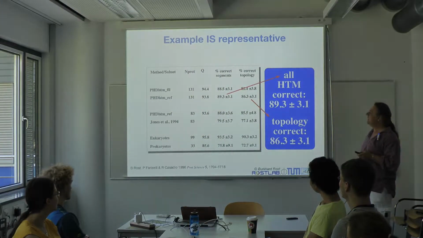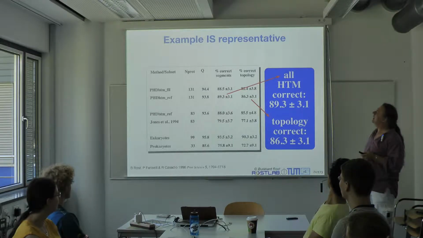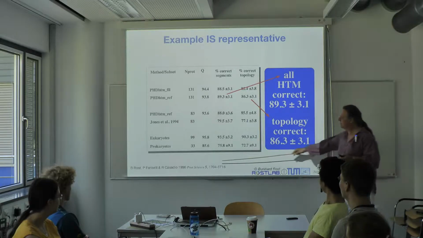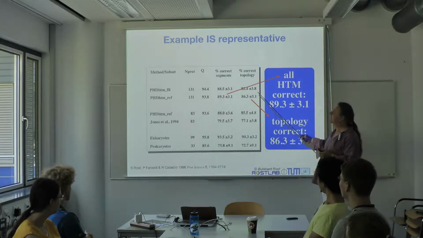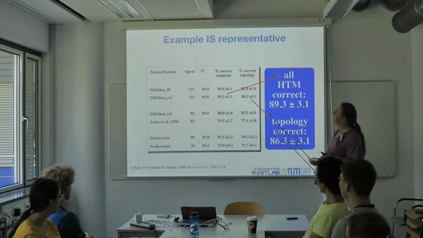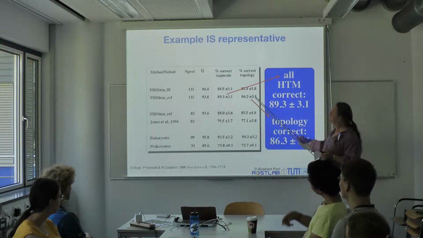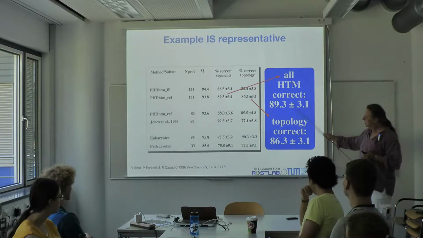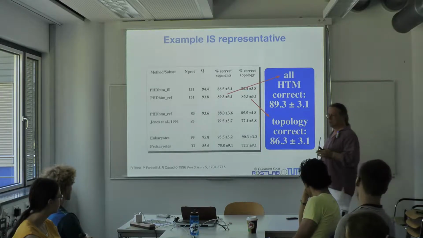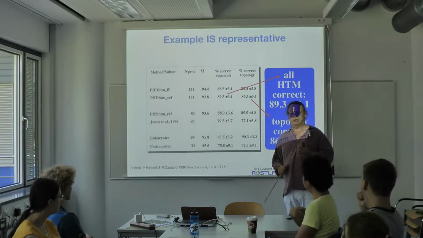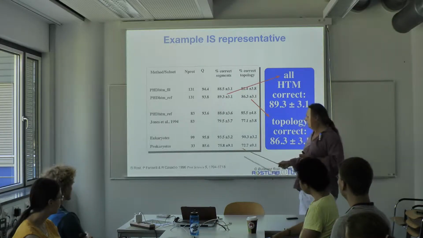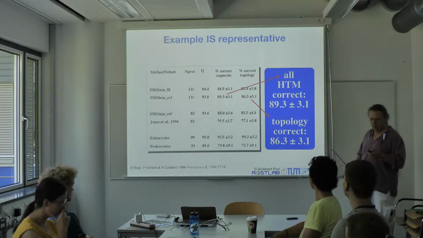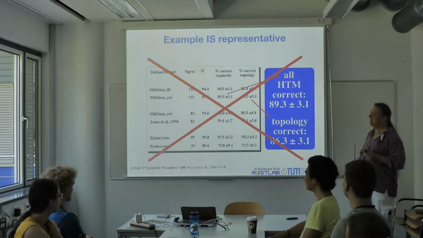So when we assessed prediction accuracy, I claimed in a paper published 20 years ago that these kinds of methods reach a percentage of almost 90% of getting the helix right, and 86% of getting the topology of the protein right. And this was a publication that is highly cited and is totally wrong, absolutely wrong.